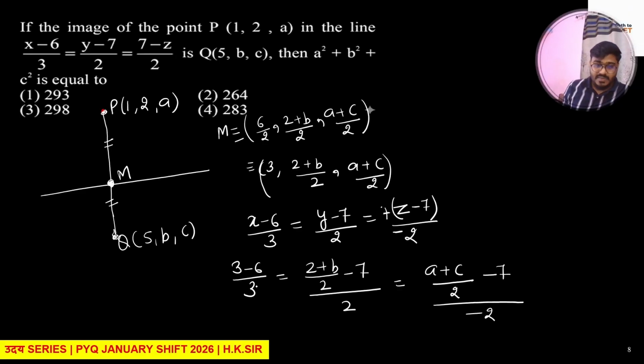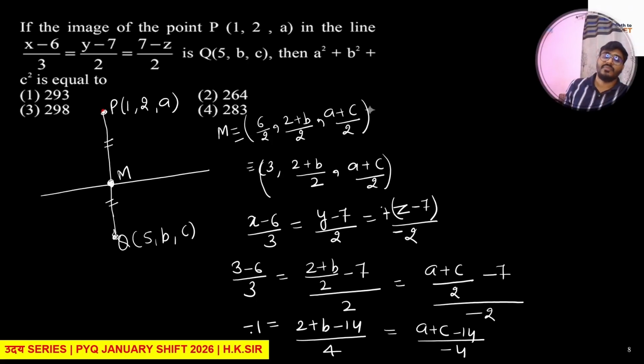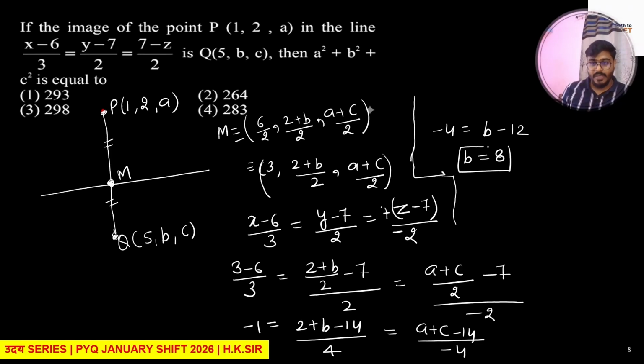Now 3 minus 6 is minus 3, and minus 3 by 3 is minus 1. Minus 1 equals, here take the LCM: (2 plus b minus 14) divided by 4 equals (a plus c minus 14) divided by minus 4. Now from the first and second ratio, what can we write? Minus 4 equals b minus 12. So b equals 8. So b is 8 from here.